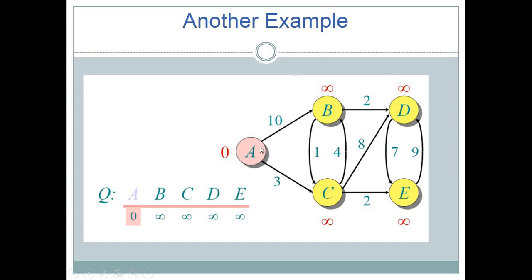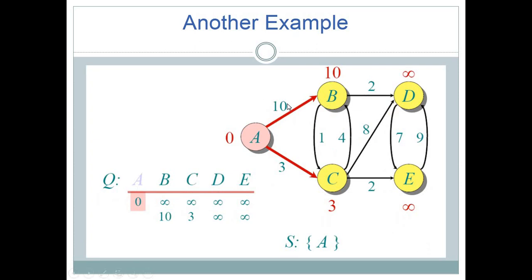First, consider only the source node. The distance from the source node to the source node will be 0, and to the other nodes it will be infinity. If we consider the distances given in our directed path, then from A to B our direct distance is 10, from A to C our direct distance is 3, from A to D the direct distance is not there, so we will denote it by infinity. From A to E the direct distance is not available, so we will denote it by infinity.